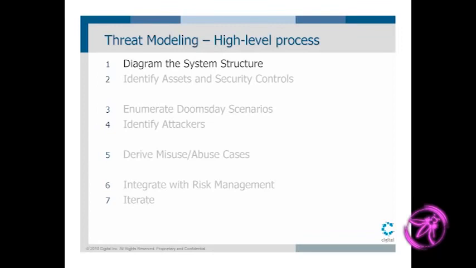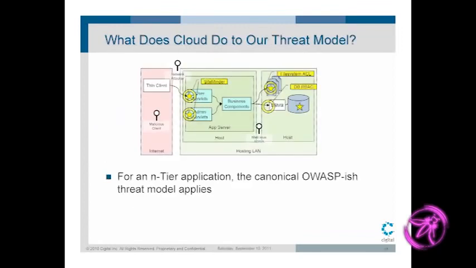So now we're going to diagram the system structure. This is a very simplified view of our original app. You can see here that from a threat modeling standpoint, we've done some trust zoning. There's the app server, the host. Here are our malicious network attacker, our malicious client, and the security controls. We have authentication and authorization through SiteMinder. We have the file system here.